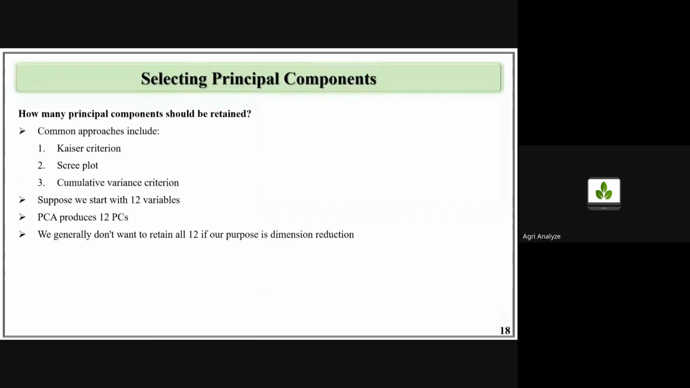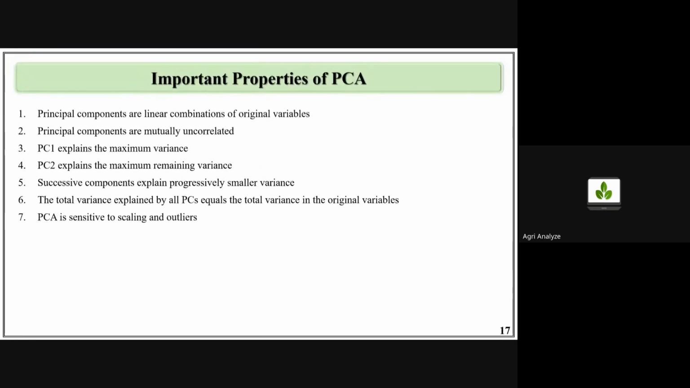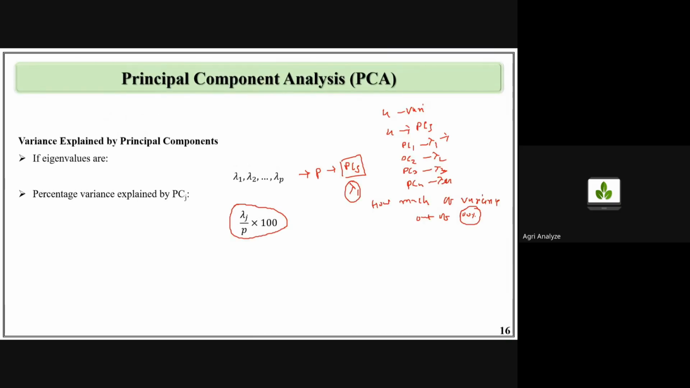Okay, so this way, based on eigenvalue, we can find the percentage of variance explained by PCj. Here PCj means PC1, PC2, or PC3. Here we have j principal components. So this is the equation for finding the percentage of variation explained by a PC, based on its eigenvalue.